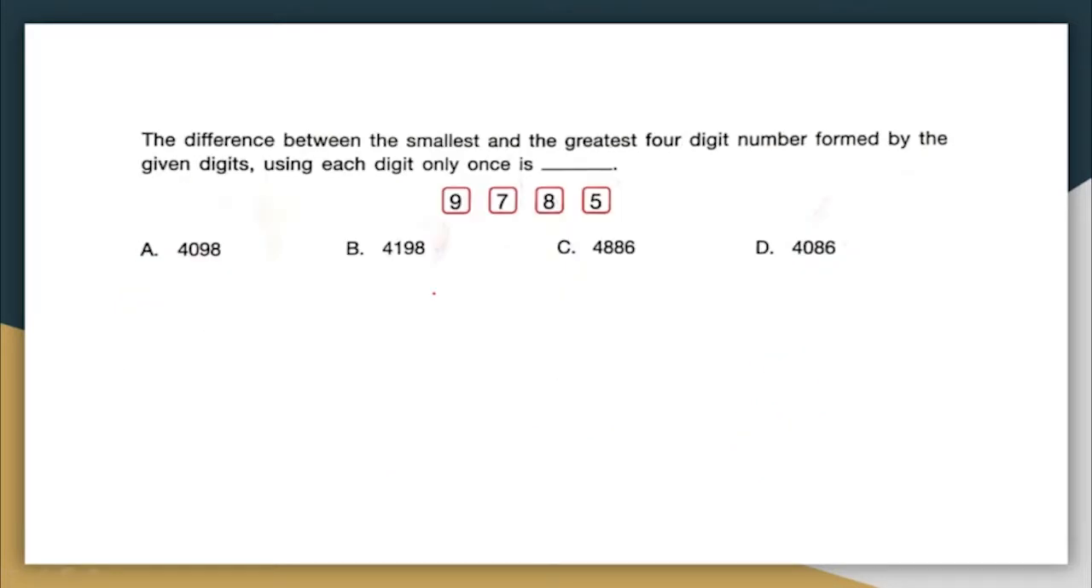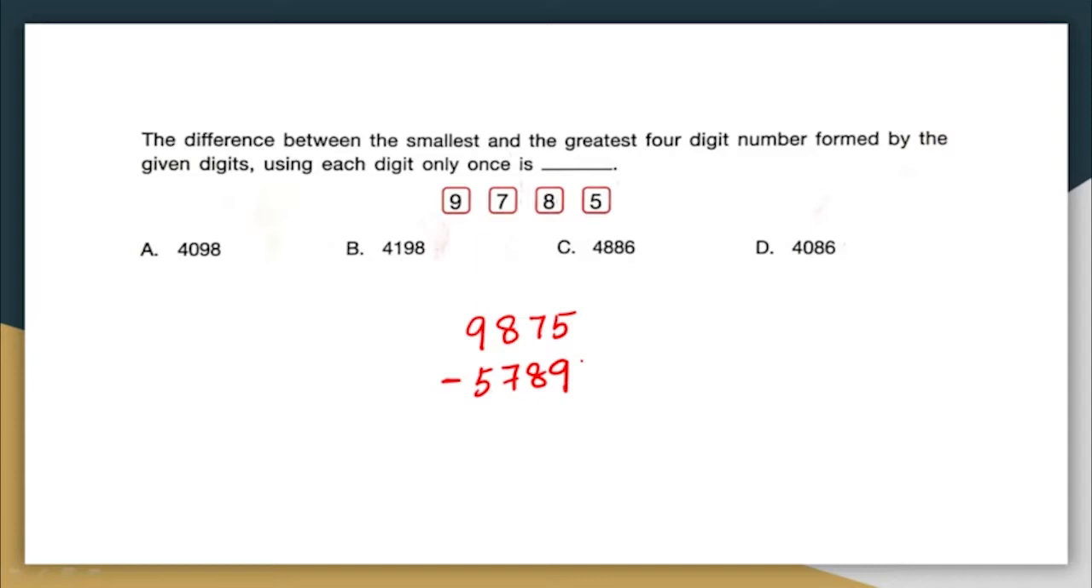The difference between the smallest and the greatest 4-digit number formed by the given digits using each digit only once is dash. Which is the biggest 4-digit number that you will be able to form with the given digits? That is nothing but 9875. That is, you have to arrange the given digits in the descending order, that is from biggest to smallest. And which will be the smallest 4-digit number that you can form with the given digits? That will be nothing but 5789.